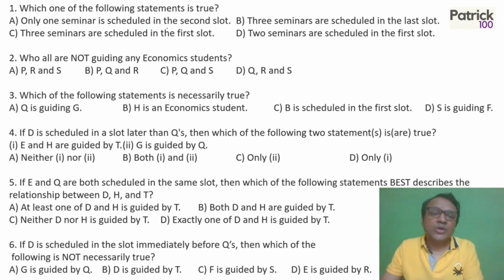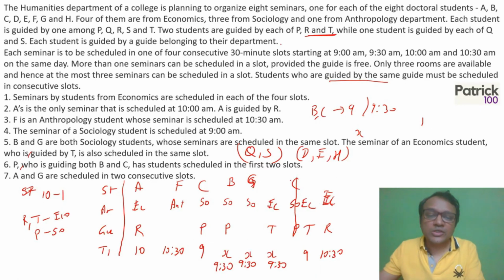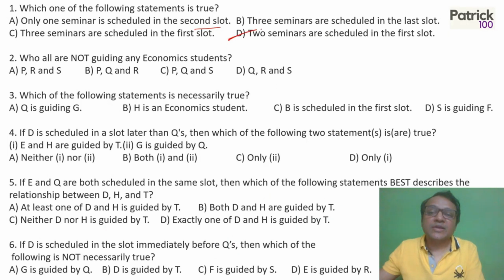Only one seminar scheduled at the second slot? No, at 9:30 there are many seminars, 3 seminars. 3 seminars are scheduled in the last slot? No, 10:30? No. 3 seminars scheduled on the first slot? 9 o'clock? No. And 2 seminars scheduled on the first slot? Let's look at 9 o'clock. Okay, at 9 o'clock there are 2 seminars. One is by C, sociology, one is by economics. So 2 seminars at the first slot.